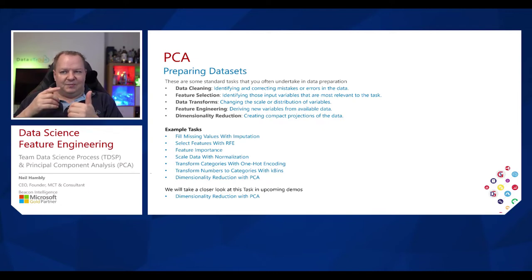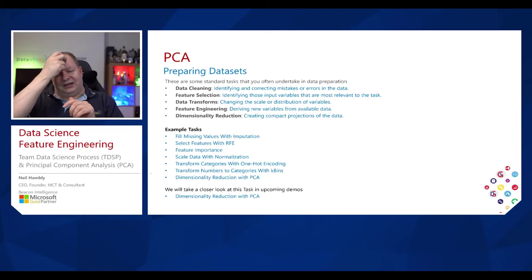Some of the common tasks we might want to do: we're going to fill missing values. We're going to select features with different approaches that are available to us. We're going to work out the feature importance, which are the key features that we have, which ones are most important. We need to scale that data with some normalization techniques. Transform categories, maybe with one hot encoding, for example, there are other techniques there. Transform numbers into categories with, say, K-bins, so breaking it into maybe age groups, that kind of stuff. And dimensional reduction with PCA.